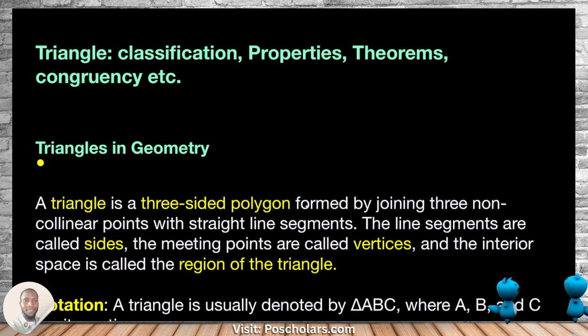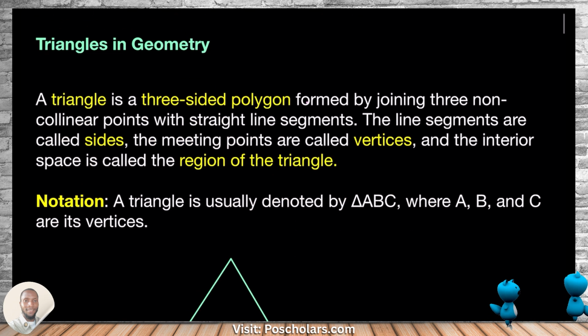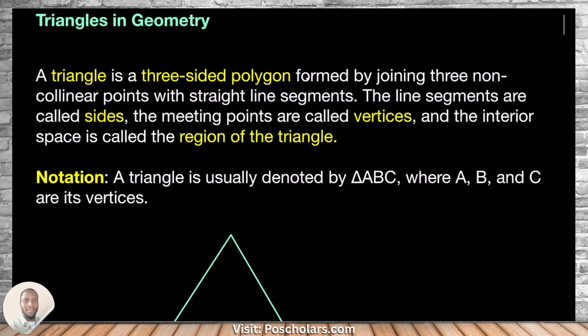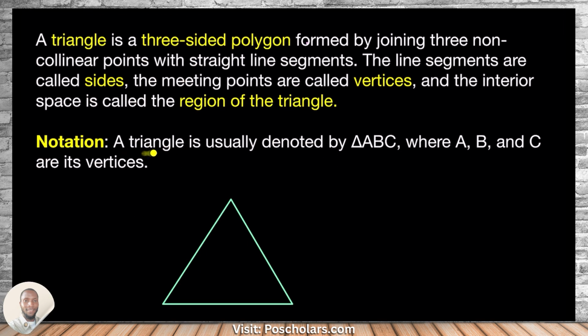The first subtopic we'll consider under triangle is triangle in geometry. Triangle is a part of geometry. So what's a triangle? A triangle is a three-sided polygon formed by joining three non-collinear points with straight line segments. The line segments are called sides, the meeting points are called vertices, and the interior space is called the region of the triangle. A triangle is usually denoted by triangle ABC, where A, B, and C are its vertices.